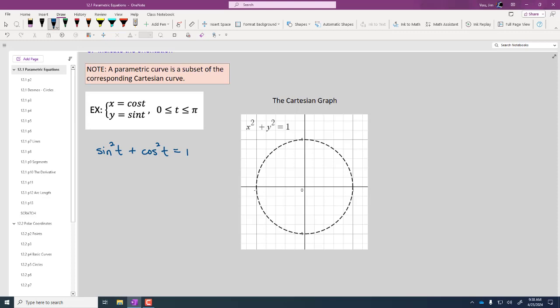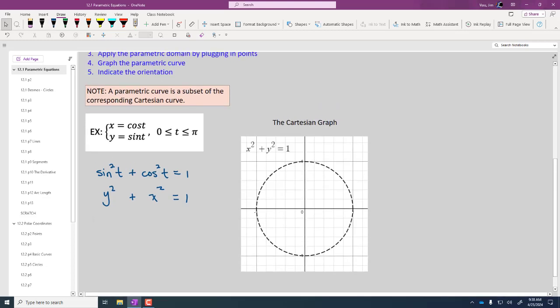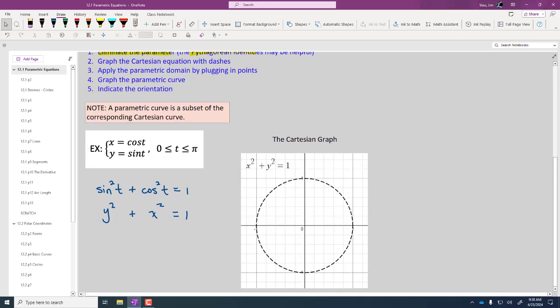Always. Doesn't matter what t is. That's an identity. That's always true. So when we look back up here, sine is equal to y, so sine squared is equal to y squared. Cosine is equal to x, so cosine squared is x squared. So this is going to be the Cartesian curve. So this is parametric, and then this is the corresponding Cartesian curve. That's a unit circle.